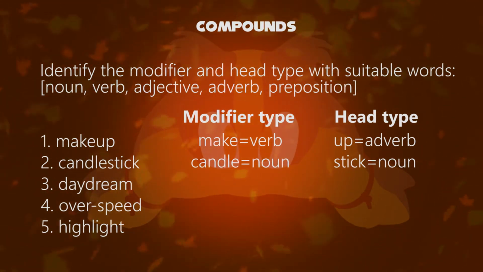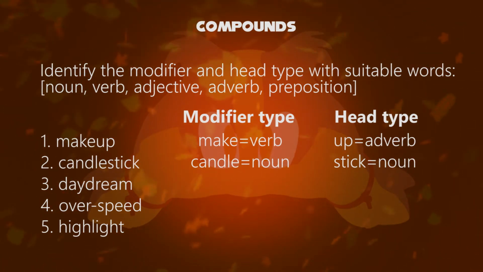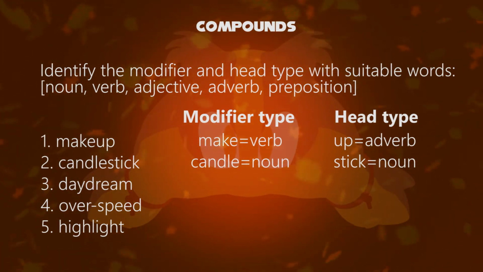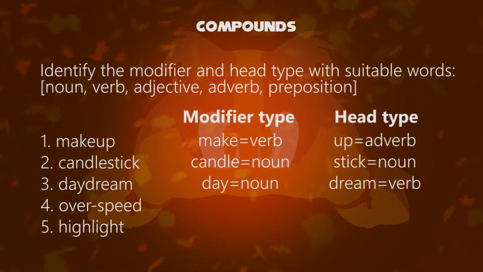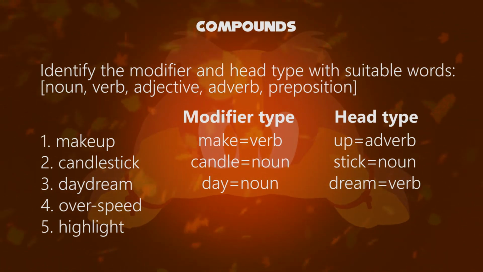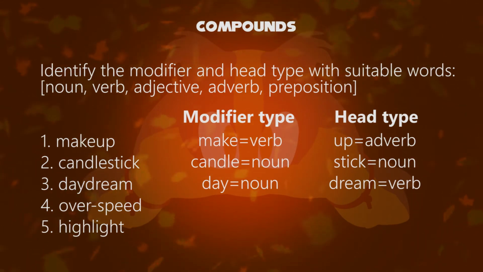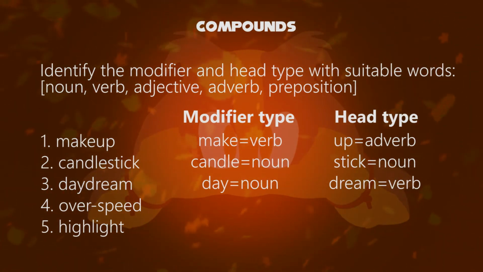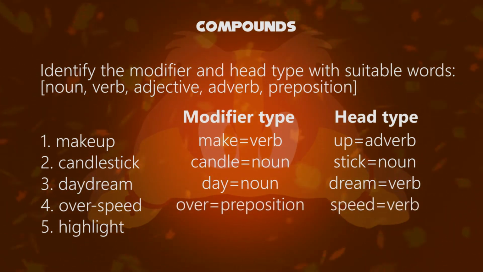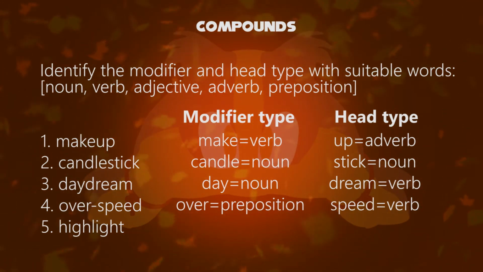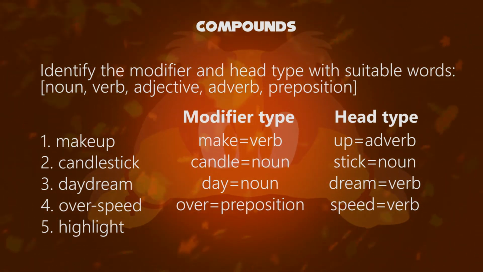Third word, daydream. Guess the modifier and its head type. The modifier, day, is a noun, and the head, dream, is a verb. Fourth word, overspeed. Guess the modifier and its head type. The modifier, over, is a preposition, and the head, speed, is a verb.